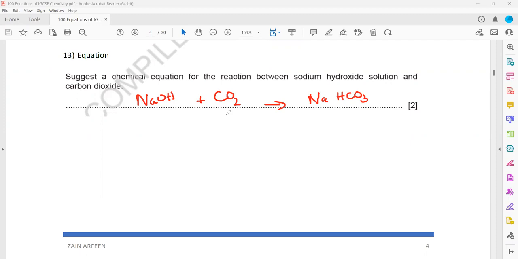When an acid reacts with an alkali, it will form salt and water. But here the alkali is reacting with an acidic oxide, so as a result, it will only form a salt. There is no water. If it was acid plus alkali, we would get salt and water. But because it is alkali plus acidic oxide, it won't result in the formation of water. Only a salt will form. So sodium hydroxide plus carbon dioxide gives sodium hydrogen carbonate. And this equation is balanced as well, because there is one sodium, 3 oxygen on the left and right, 1 carbon and 1 hydrogen.